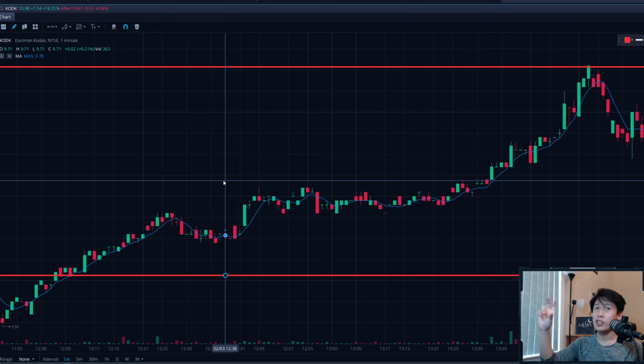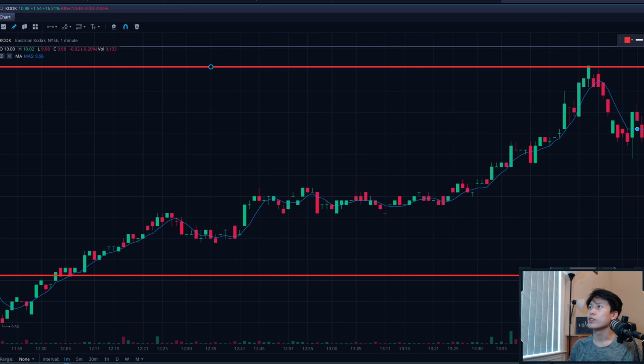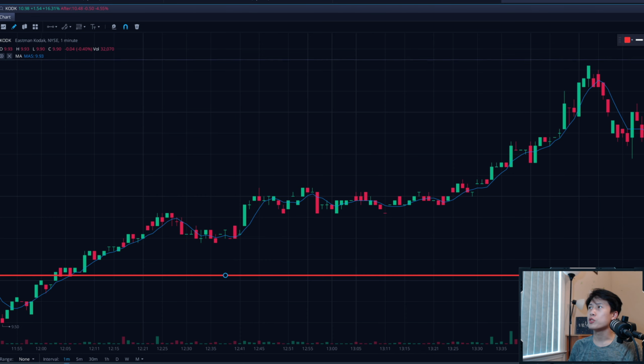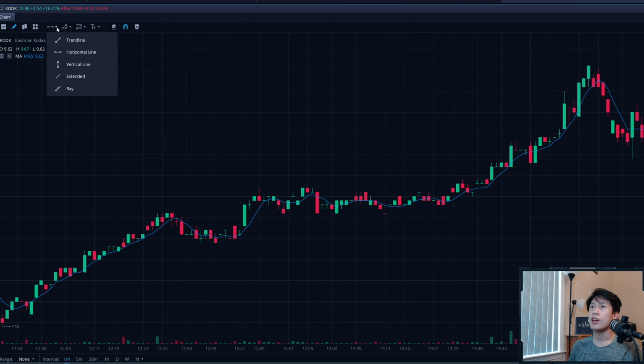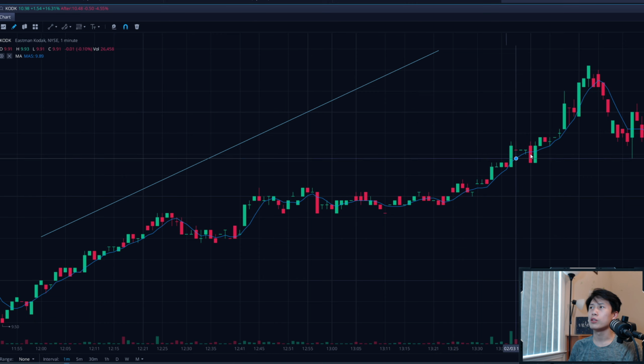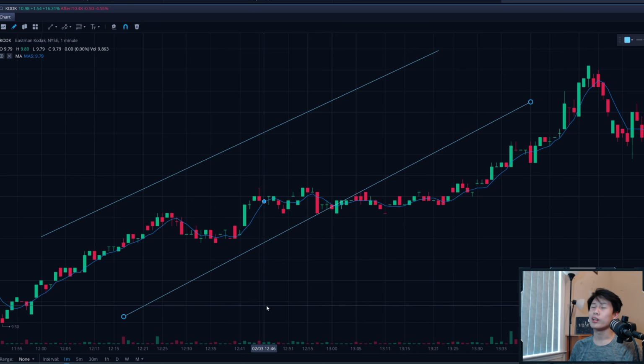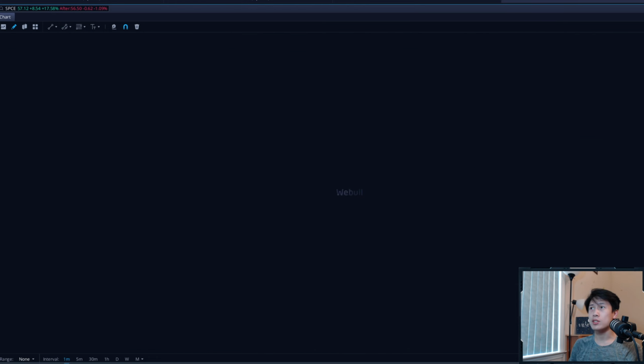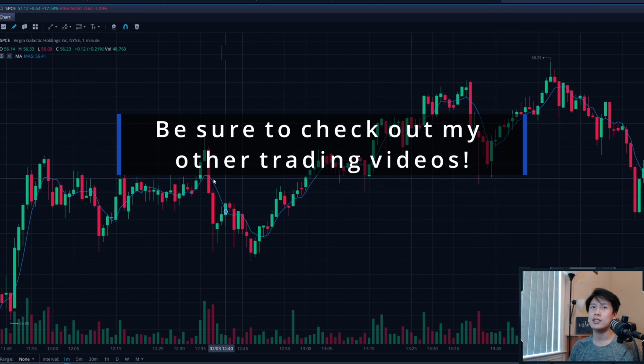Now imagine this. What if, let me remove these, I take those same two parallel lines and instead of making them horizontal, I make them parallel, just like this, parallel but diagonal. Cool, right? Now this is a really bad example. Let me show you a really good one that just happened today, which was SPCE.